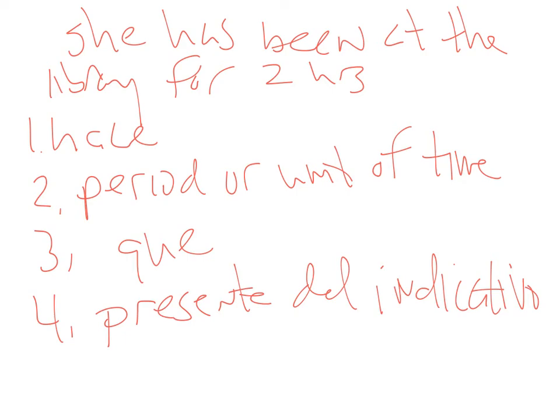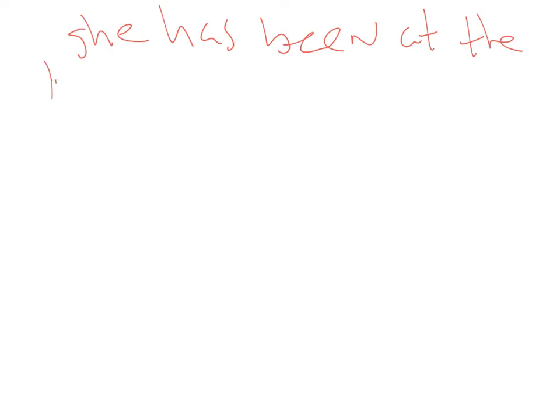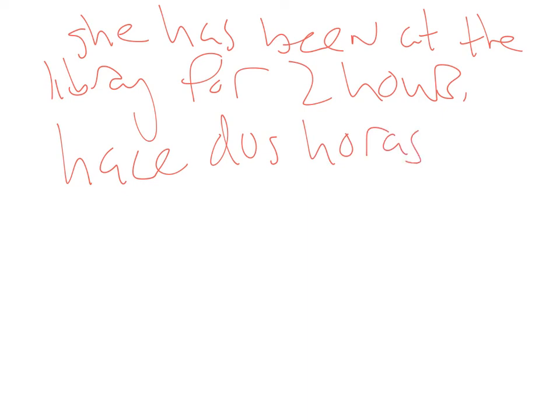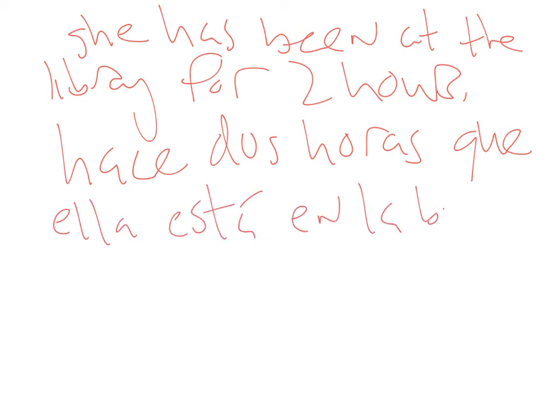So let's answer this. She's been at the library for 2 hours, right? Are we ready to usar la fórmula? Paso número 1. Hace. Next, time unit. How do we say 2 hours? 2 horas. What's the next part? Que. Y que es la última parte, presente del indicativo. She is, right? Literally, it makes 2 hours that she is at the library. Well, let's translate. That she is, es mismo verbo, estar, que ella está en la biblioteca.